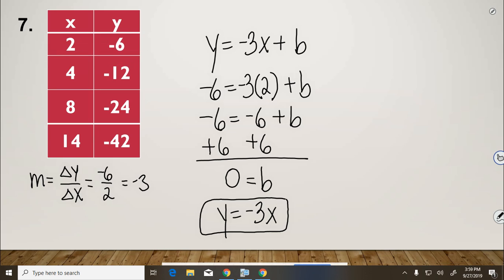And we could check it here. If we do 2 times -3, guess what? We get -6. If we do 4 times -3, guess what? We get -12. If we do 8 times -3, guess what? We get -24. And lastly, if we do 14 times -3, we get -42. So that one isn't too bad. Let's take a look at another example.